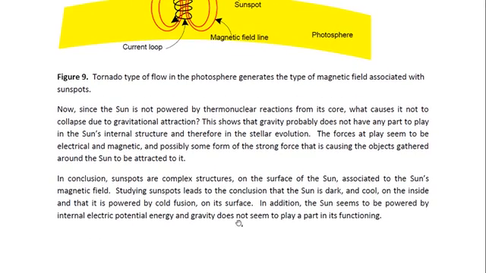So in conclusion, sunspots are complex structures on the surface of the sun associated to the sun's magnetic field. Studying sunspots leads to the conclusion that the sun is dark and cool on the inside, and that it is powered by cold fusion on its surface. In addition, the sun seems to be powered by internal electric potential energy, and gravity does not seem to play a part in its functioning.